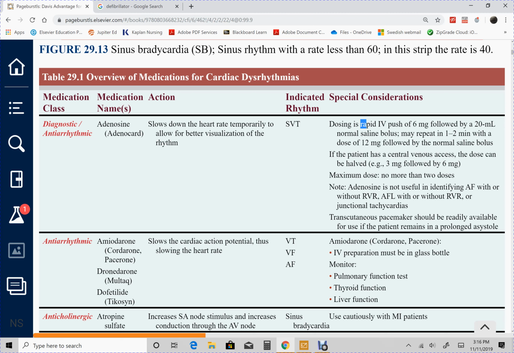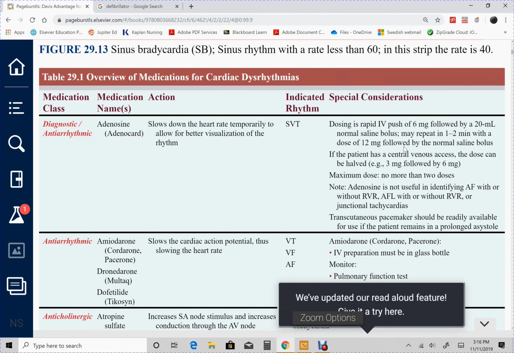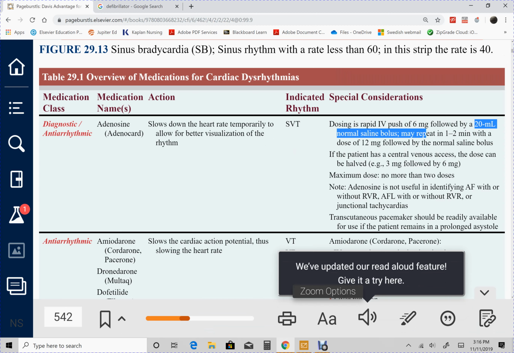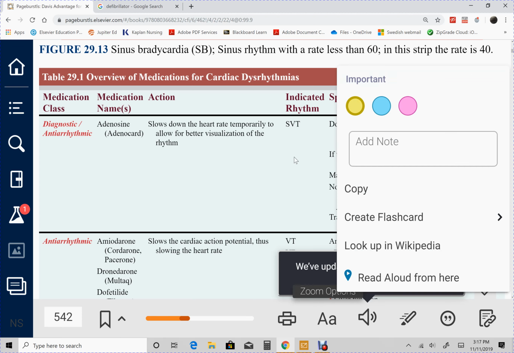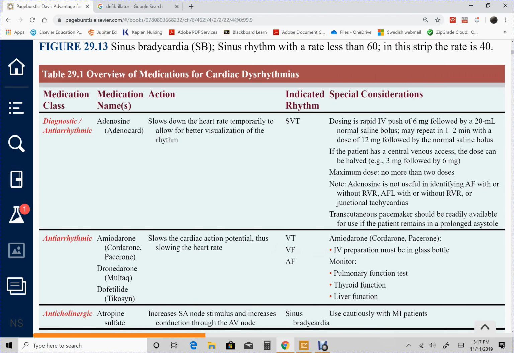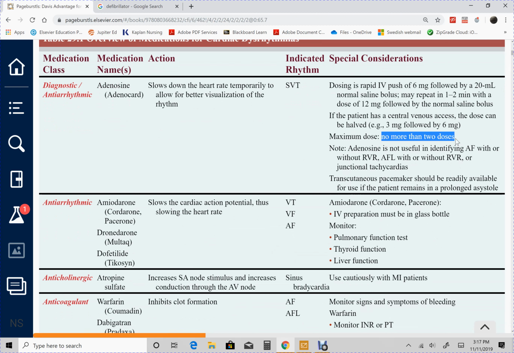Here the dose is rapid IV push, and after you push it, it must be followed by another rapid push of 20 ml of saline. That way the drug will reach the heart right away, because again the drug has a very short half-life. Please take note, the patient will only get 2 doses, so 1 6 and then 1 12 milligram.